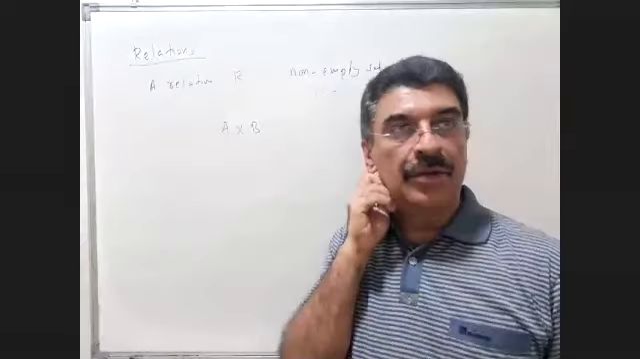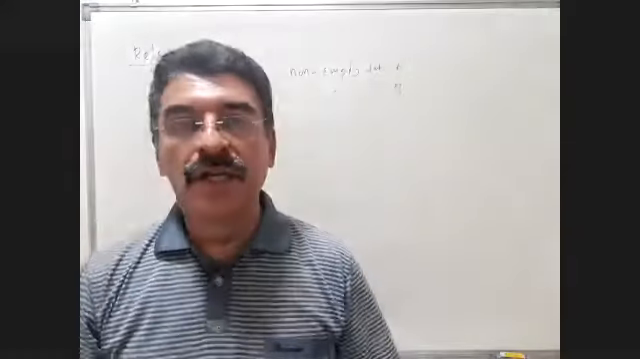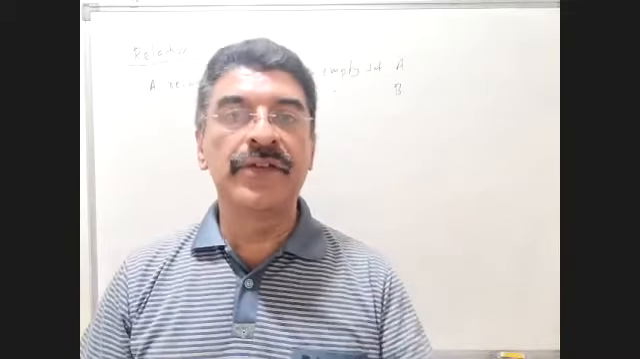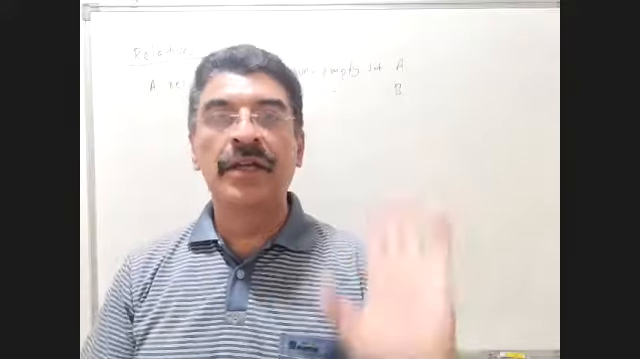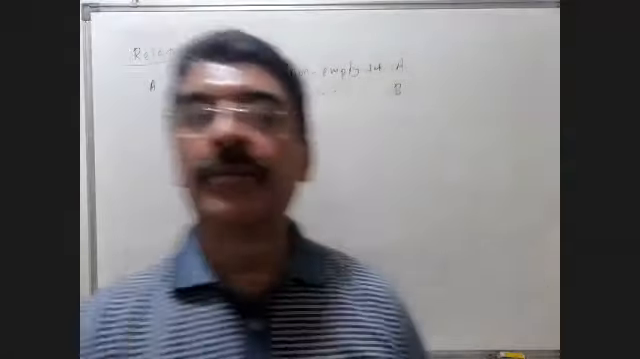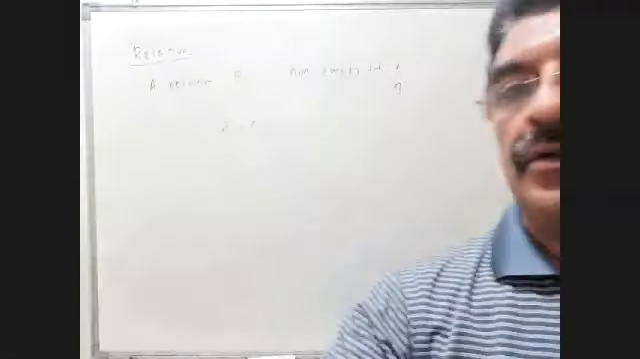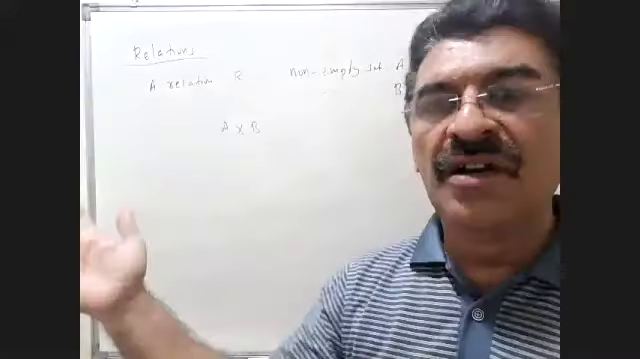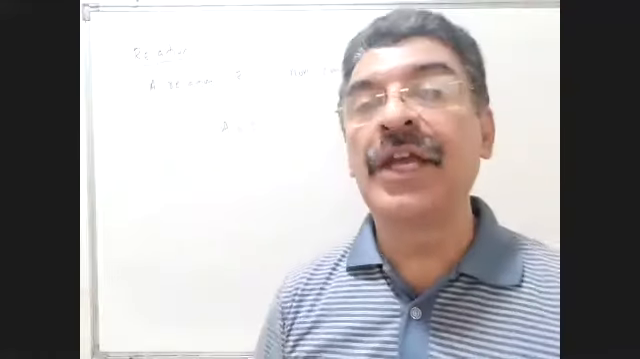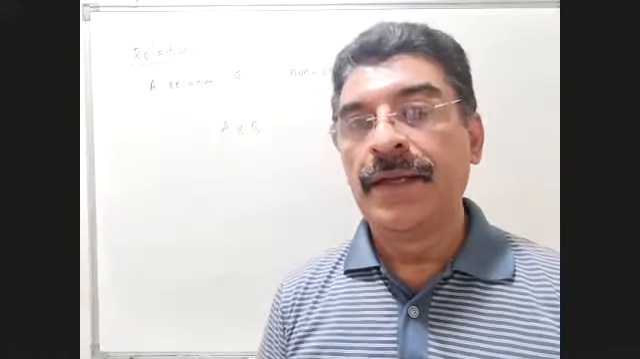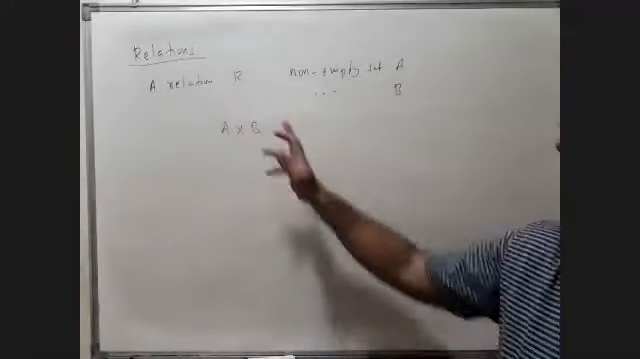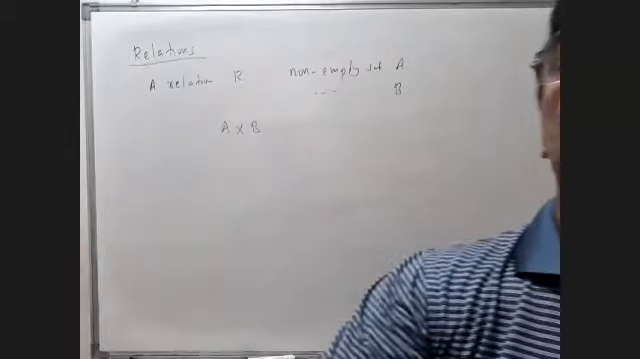So to remember it better, a relation R from A to B is a subset of A cross B, where A and B are non-empty sets. We'll continue tomorrow, next class. Okay? Any doubt? Today we didn't discuss much. Only relation we just started. A relation from A to B is a subset of A cross B. That's all.